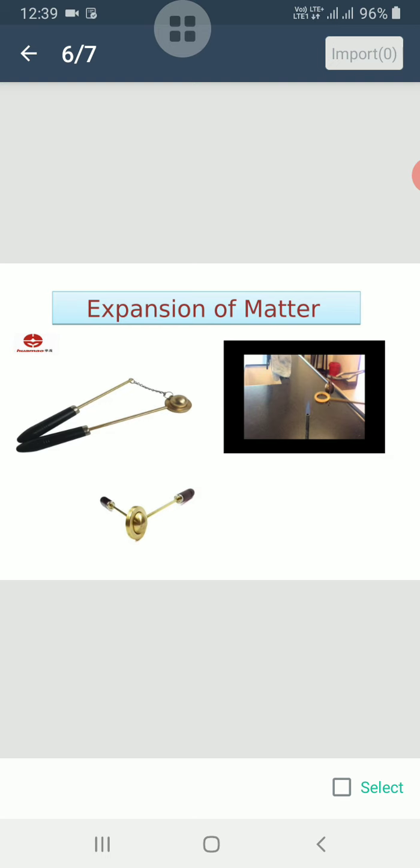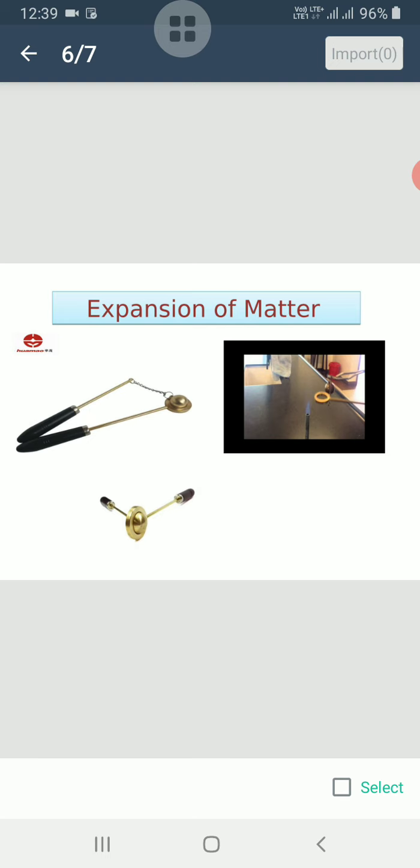When we heat a substance, its size increases. This increase in size of matter is known as expansion of matter. On heating a substance, the movement of particles increases and the space between them also increases. So the substance expands. For example, to open a tight metal lid of a jar, we dip it into hot water because the heat of water causes the lid to expand a little and it opens easily.